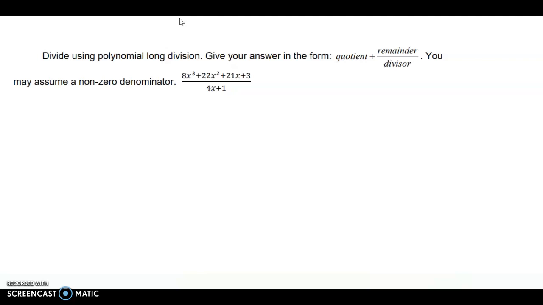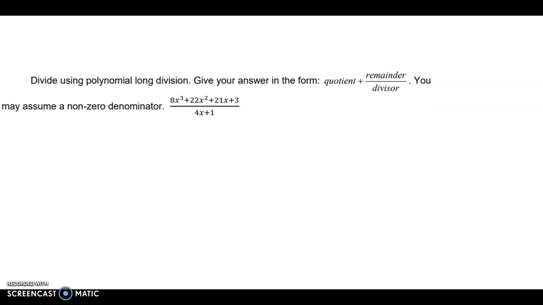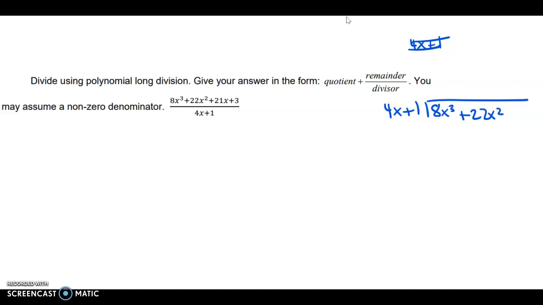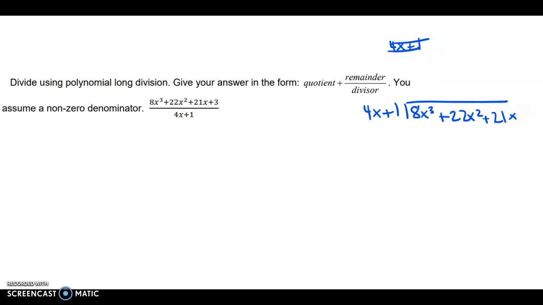So let's go ahead and get this set up. I hope I have enough space here. In fact, I'm going to move my screen so I have a little space over here. So let's do 4x plus 1. I'll just try it down here, see what happens. Okay, 4x plus 1 into 8x cubed plus 22x squared plus 21x, plus 3.